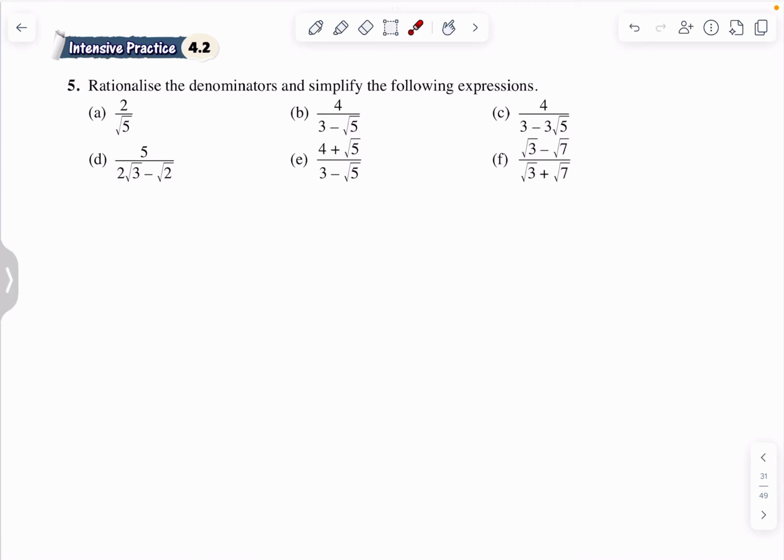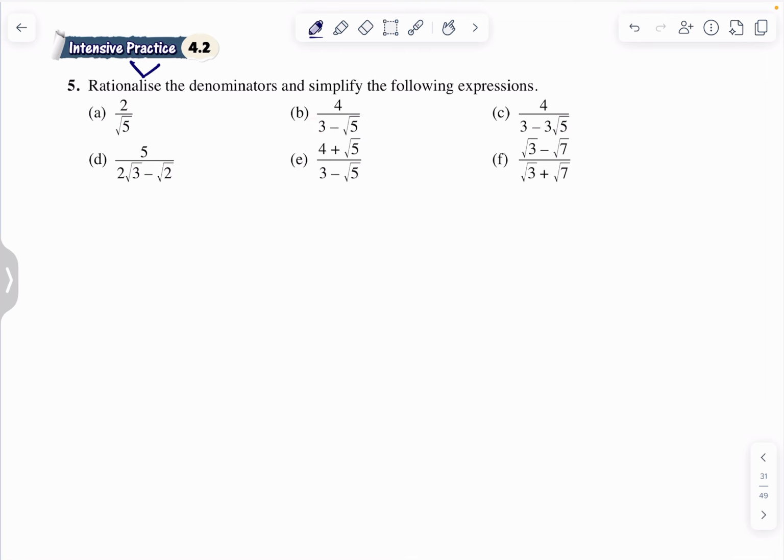Intensive practice 4.2, question 5. Rationalize the denominator and simplify the following expressions. Right, so rationalizing, we have two options. One is rationalizing when you have only one term. Another one is rationalizing when you have two terms.